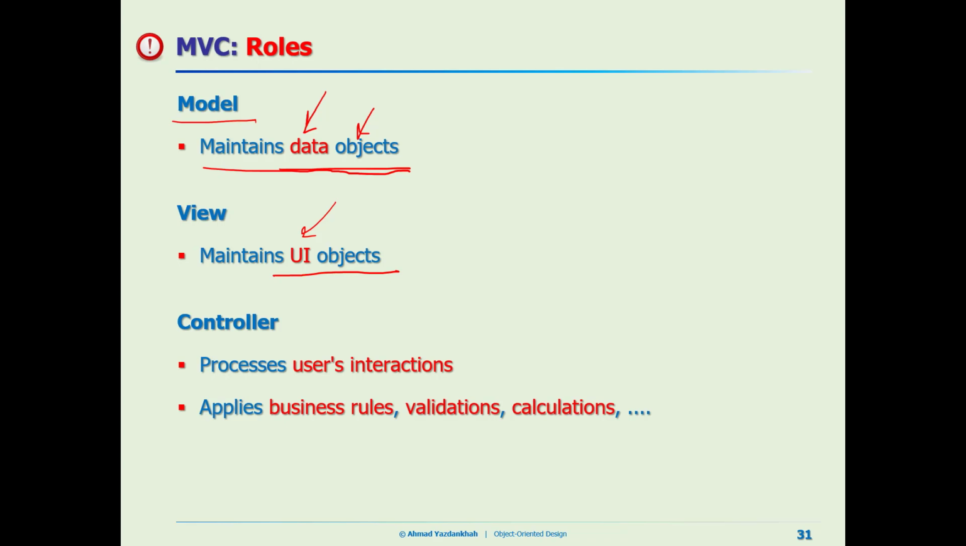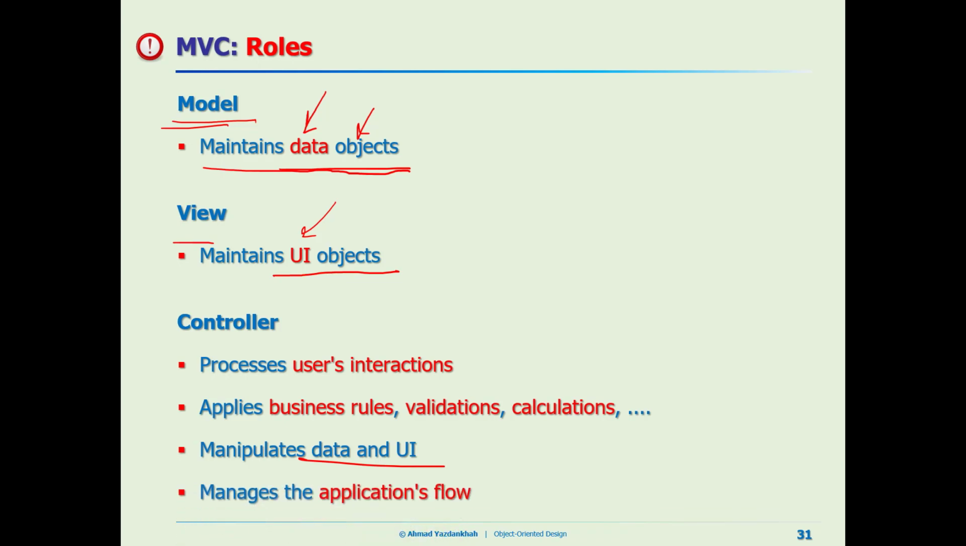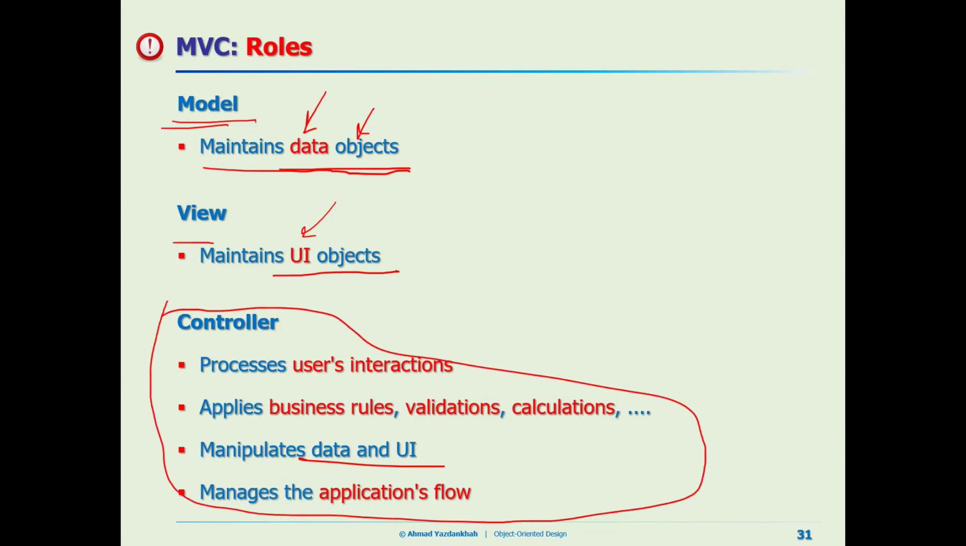Let's say the brain of the application is the controller. The controller's job is to do the coordination between the model and the view, and also it manipulates the data and user interface things, right? And the main flow of the applications happens in the controller actually. So that's why I'm saying that the controller is the king of the application.